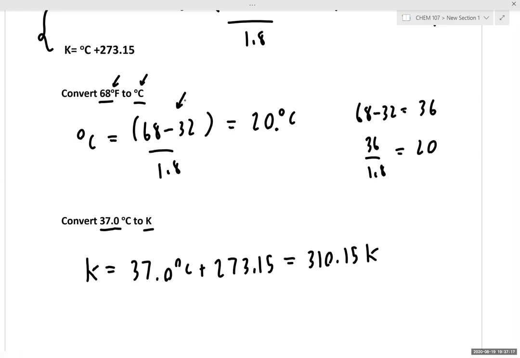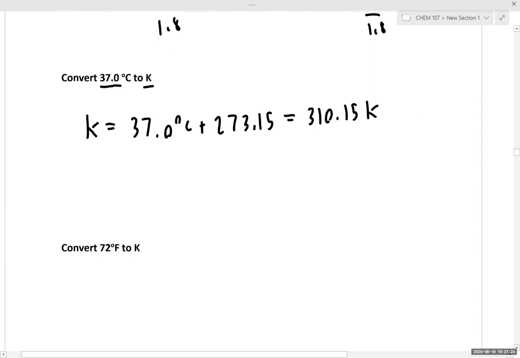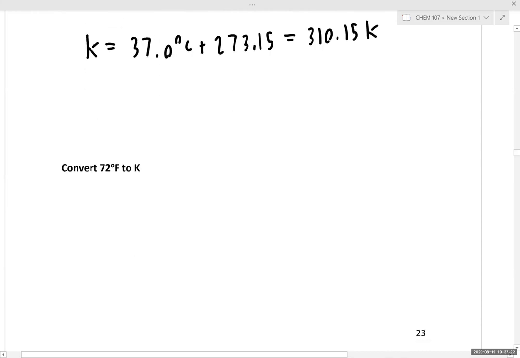So now that we've done a few examples, let's do one more where we have to go from Fahrenheit to Kelvin. Okay, so we're starting off with Fahrenheit and we're trying to go to Kelvin. And just like before, what is our stepping stone? What is our intermediate unit? What unit are we going to go through? Celsius, exactly right. So we're going to go from Fahrenheit to Celsius to Kelvin. Perfect. So let's do the first step.